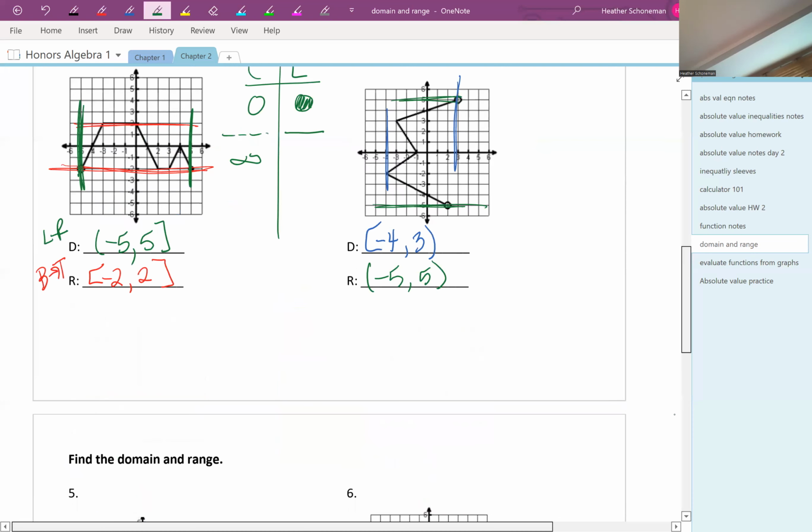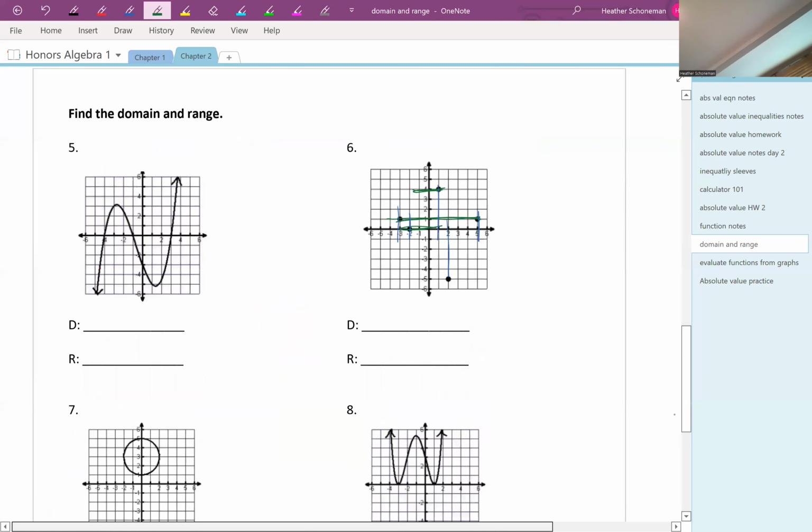On the next page, the domain. The domain is left to right and we've got arrows. So even though it slowly is getting wider, left and right, it's going to cover everything. So it's -infinity to infinity. The range is going to continue to go up and down indefinitely. So it's going to be -infinity to infinity.